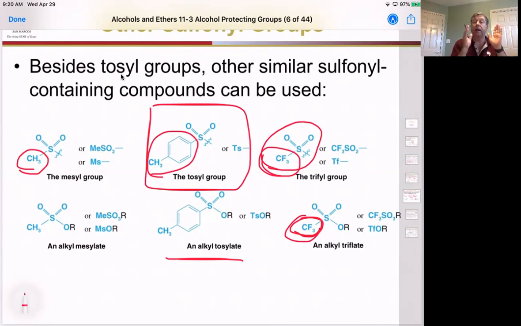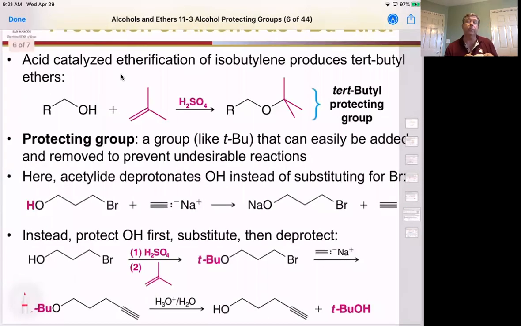It makes alcohols better leaving groups, and we have two derivatives, the methyl and the trifluoromethyl, which is the mesyl and the triflate group. So we're using these sulfonyl esters to make them better leaving groups, more susceptible to E2 elimination and SN2 substitution.